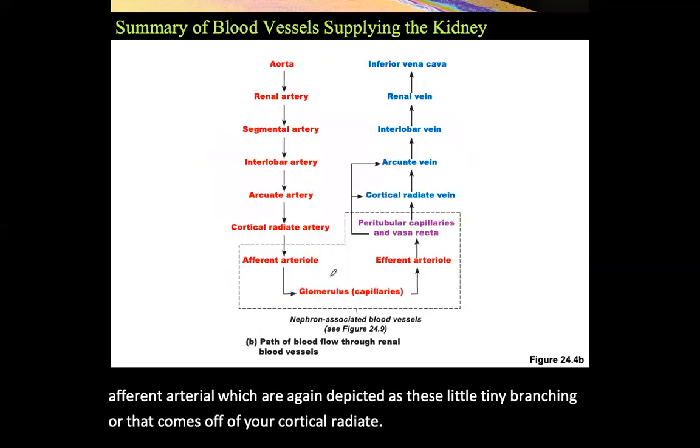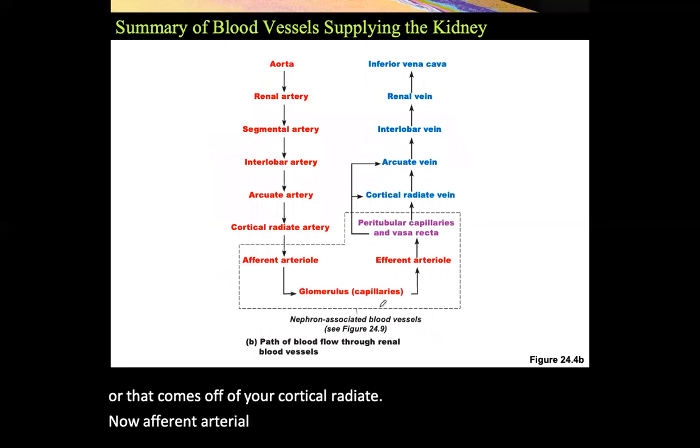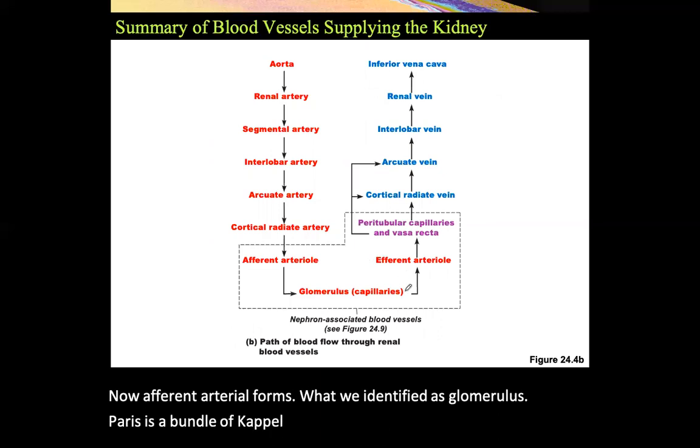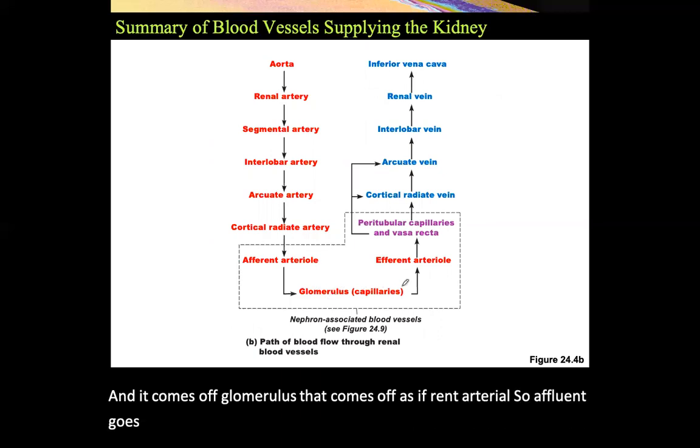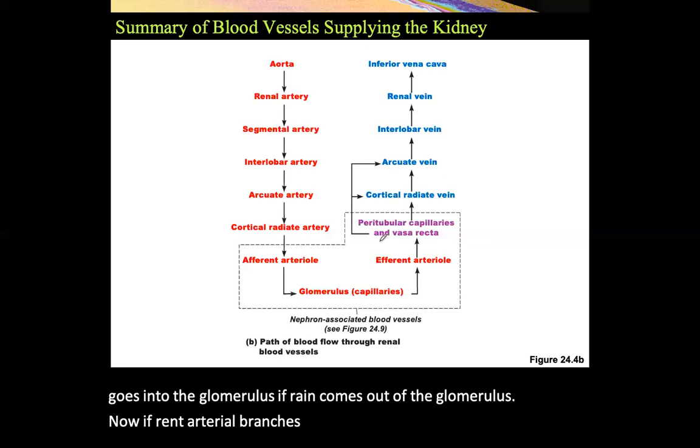Now, afferent arteriole forms what we identified as glomerulus. Glomerulus is a bundle of capillaries, and I'll show you in the picture in just a second where these are. It comes off the glomerulus as efferent arteriole. So afferent goes into the glomerulus, efferent comes out of the glomerulus. Now, efferent arteriole branches to the peritubular capillaries, or something known as vasa recta.